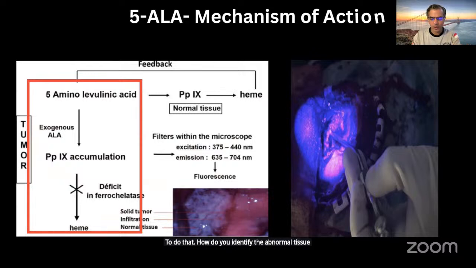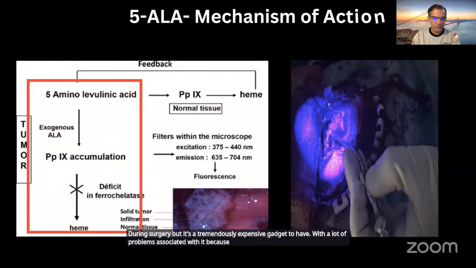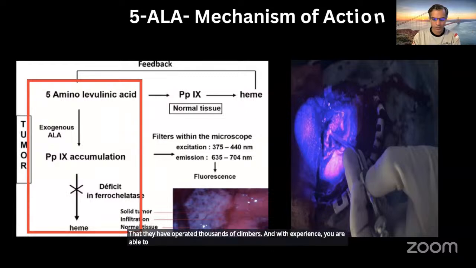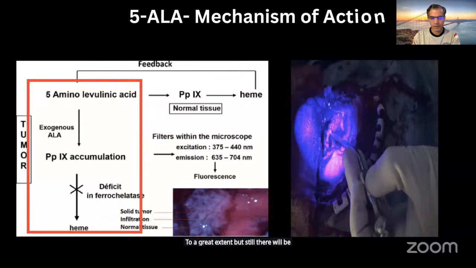Yes, if you have intraoperative MRI, it helps you during surgery, but it's a tremendously expensive gadget with a lot of problems associated with it, because the duration of surgery increases many folds. People like Professor Goel will never like to use it, because they have operated thousands of gliomas, and with experience you are able to differentiate between what is tumor and what is not to a great extent. But still, there will be 5% cases where fluorescence will make a difference, even for people as experienced as Professor Goel.